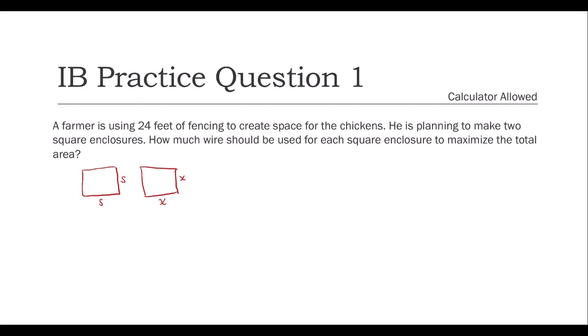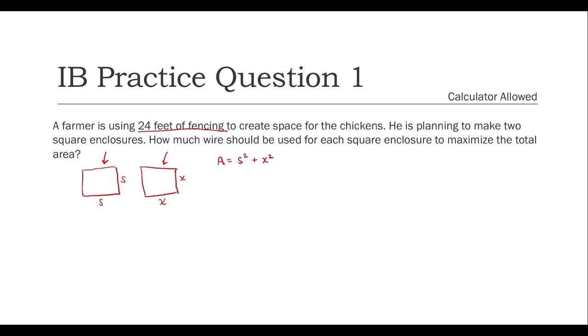So we're maximizing area. So our area is going to equal the area of this first one, which would be S squared, plus the area of the second one, which would be X squared. So we have 2 variables here. We want to make it into one variable, so we'll look at our constraints. It says there's 24 feet of fencing. So 24 would be the total perimeter.